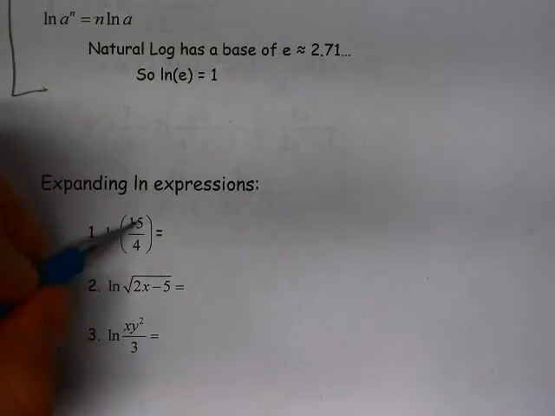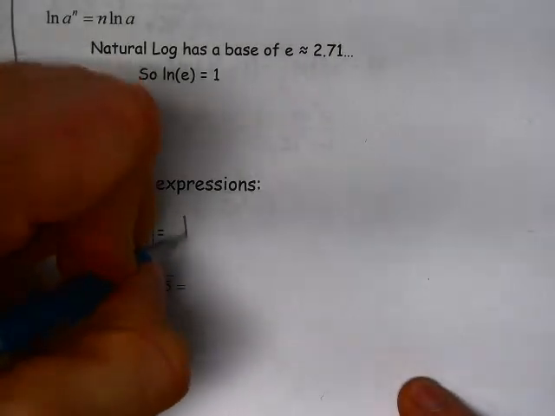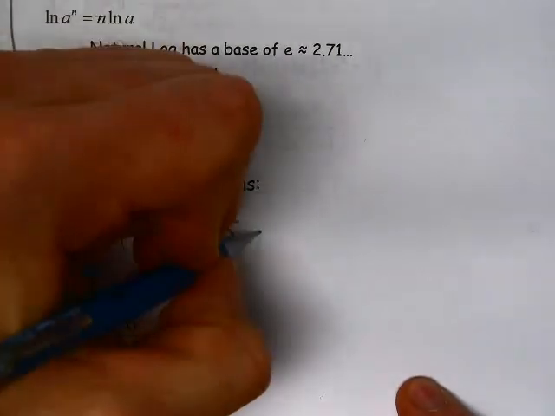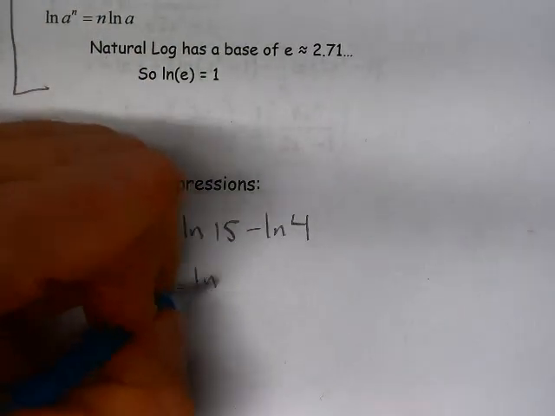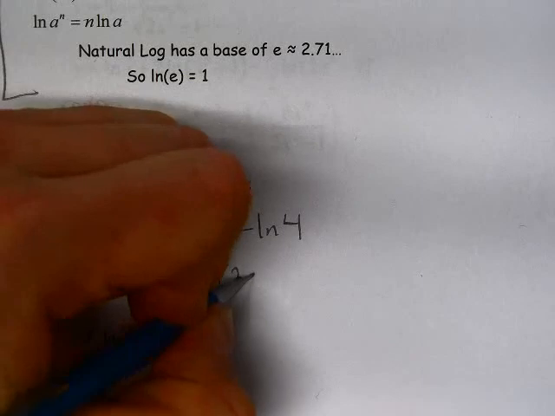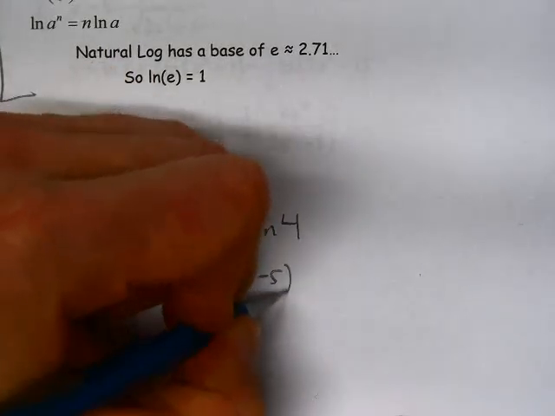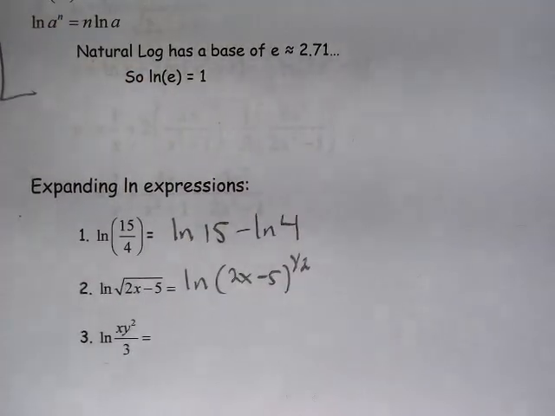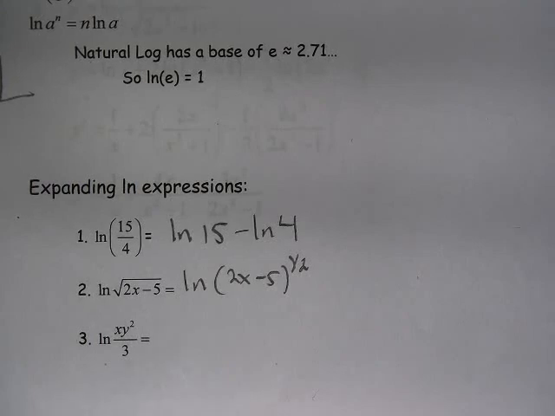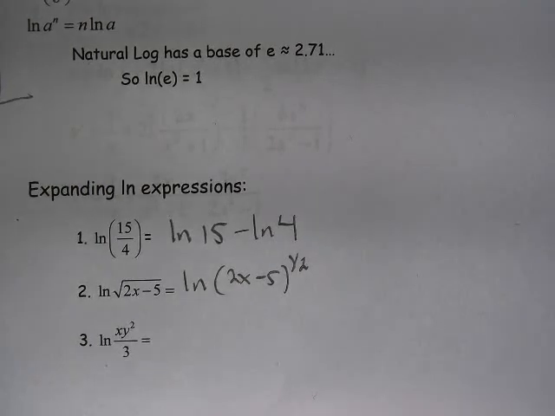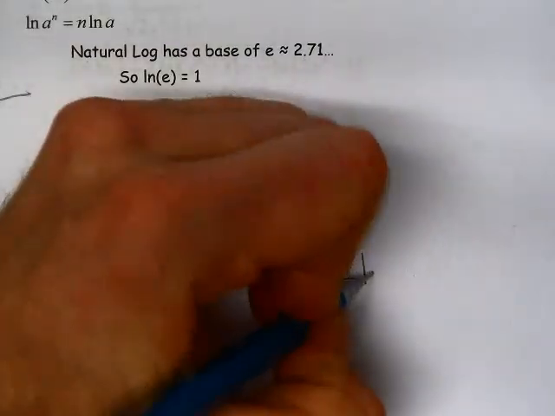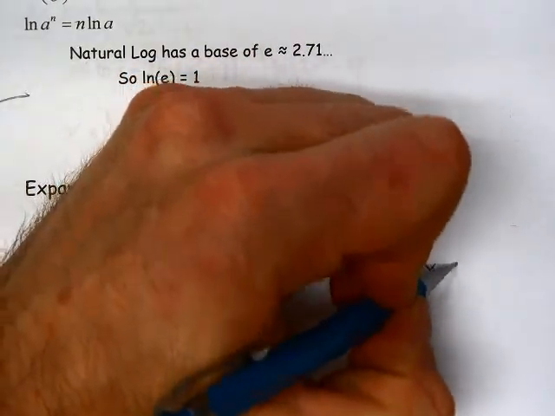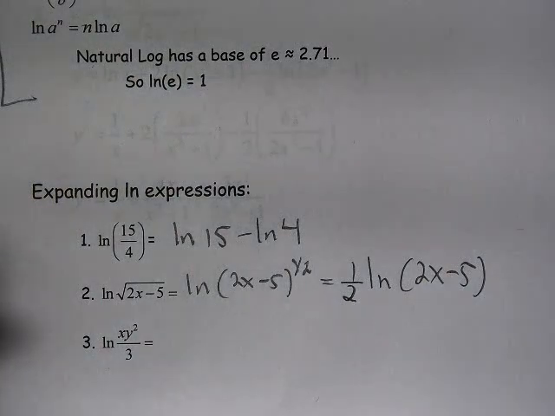So this one, we have the natural log of 15 over 4. We can expand that to the natural log of 15 minus the natural log of 4. Here I could expand this. Well, I could start by rewriting this as natural log of 2x minus 5 to the 1/2, and then I can bring that 1/2 in front as the coefficient of natural log. I can write it that way.